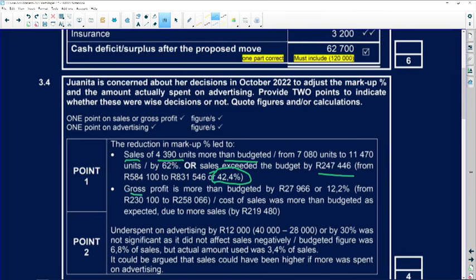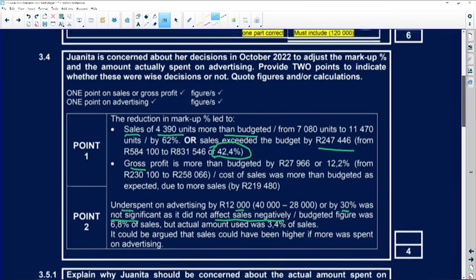Then you can talk about the gross profit. You're going to see the gross profit was much higher as well. You could mention that. She underspent on advertising by 12,000, or by 30%, which was not significant as it did not affect her sales negatively. So you can include all of this in your answer. But I'd prefer to just discuss it with you. As you can see, you've got the memo to look through, but you need to understand where these figures are coming from. Right, let's move on now to the next question.